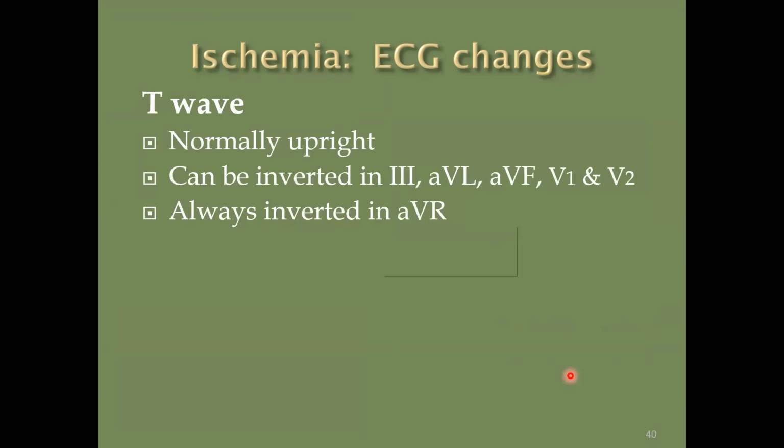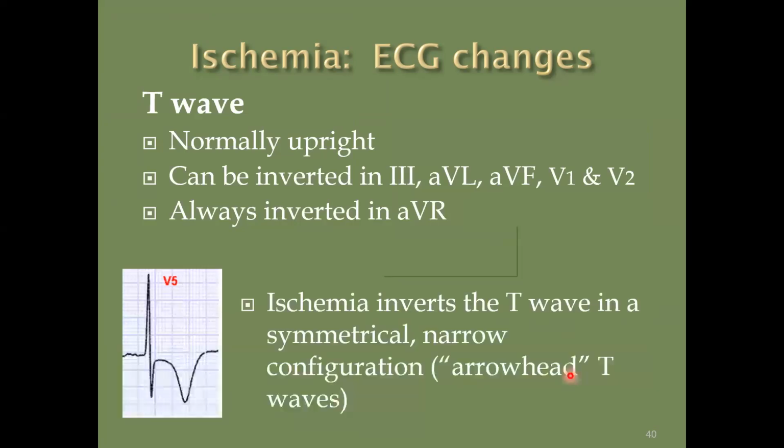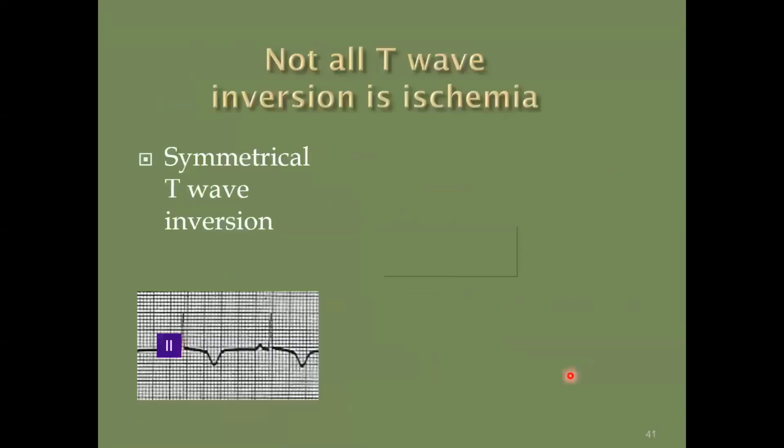Look at, first of all, your T wave. Your T wave is normally upright. If you have symmetrically inverted T waves, I like to call them arrowhead, then you need to consider that this is an ischemic pattern and ask yourself, okay, why is this patient ischemic? Do they need oxygen? Is the demand too high? Is the supply too low? So look for what I call arrowhead T waves.